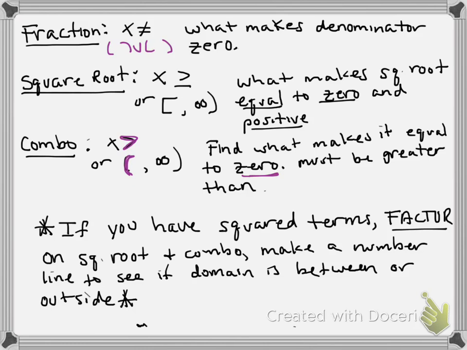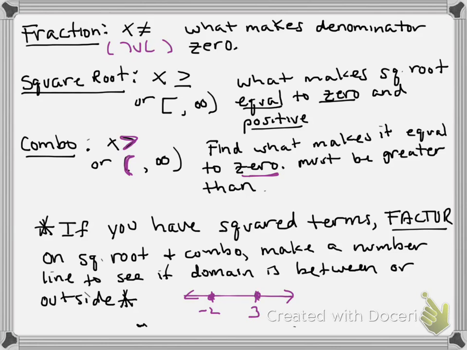The last thing that's going to come about when we do these, if we happen to have a square term, so if I give you x squared minus 64 or x squared plus 3x plus 5, something like that, you're going to need to factor that. And then if it's a square root or a combination, you're going to need to make a number line. So let's say you factored it and you got your x values to be -2 and +3. You need to decide, can it equal those numbers? If it's just a square root, you would have a closed dot. If it was a combination, you would have to have an open dot.